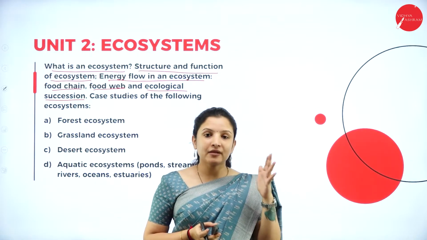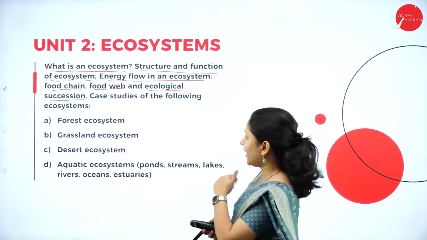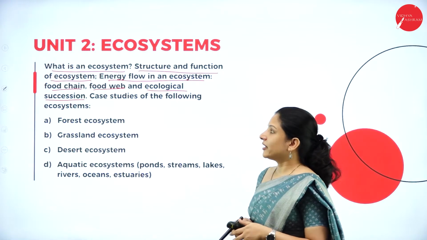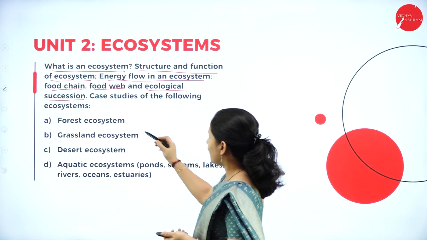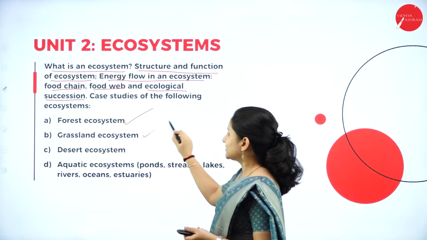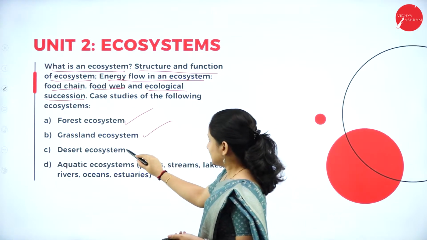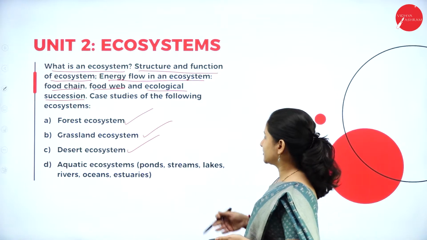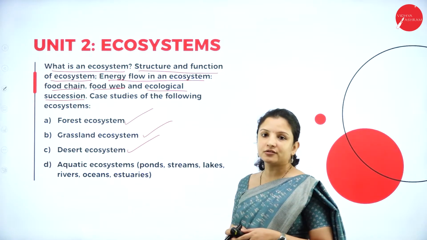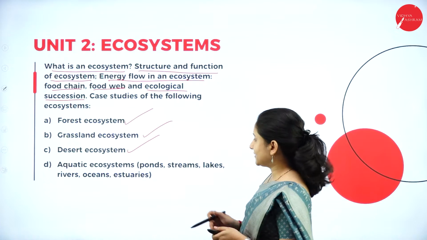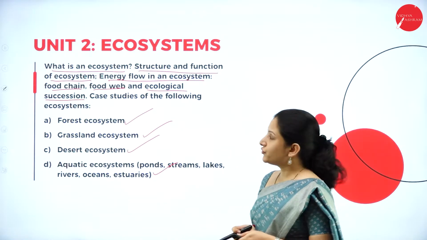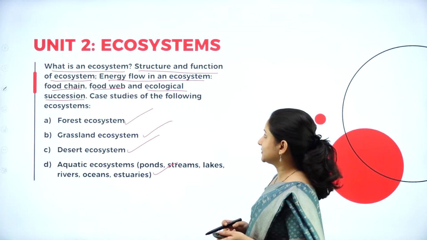So keeping that in mind, the educators have put this particular topic wherein they have put case studies regarding the forest ecosystem, the grassland ecosystem, the desert ecosystem, and case studies on the aquatic ecosystem such as ponds, streams, lakes, rivers, oceans, estuaries, etc. So these are all quite interesting topics under unit 2 of the ecosystem.